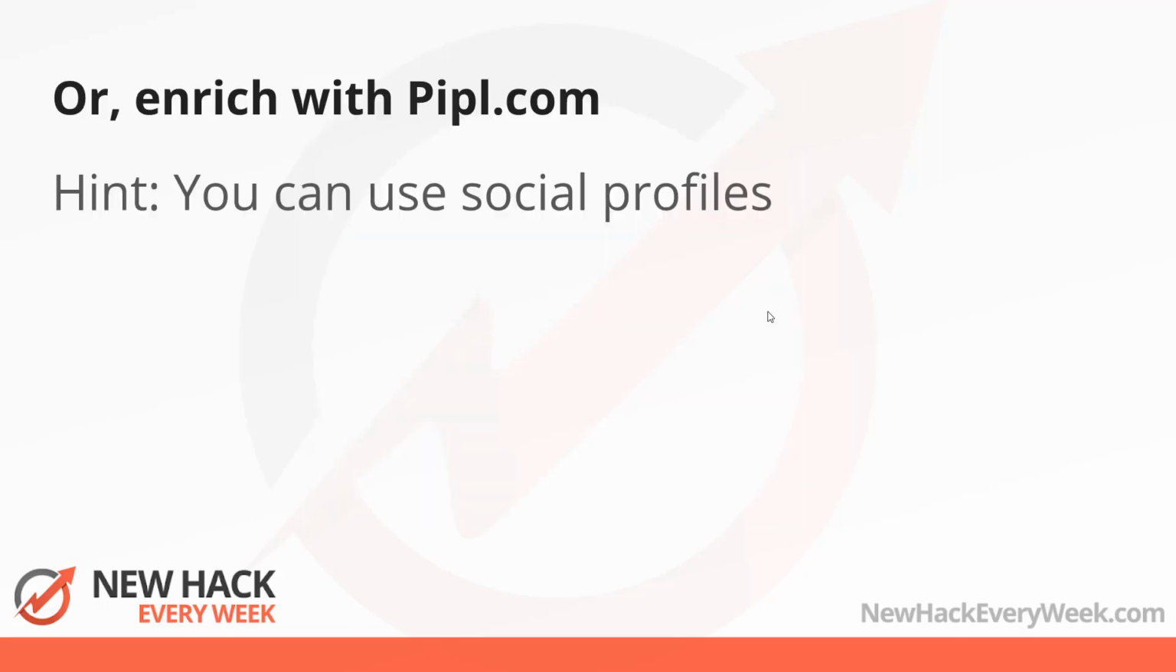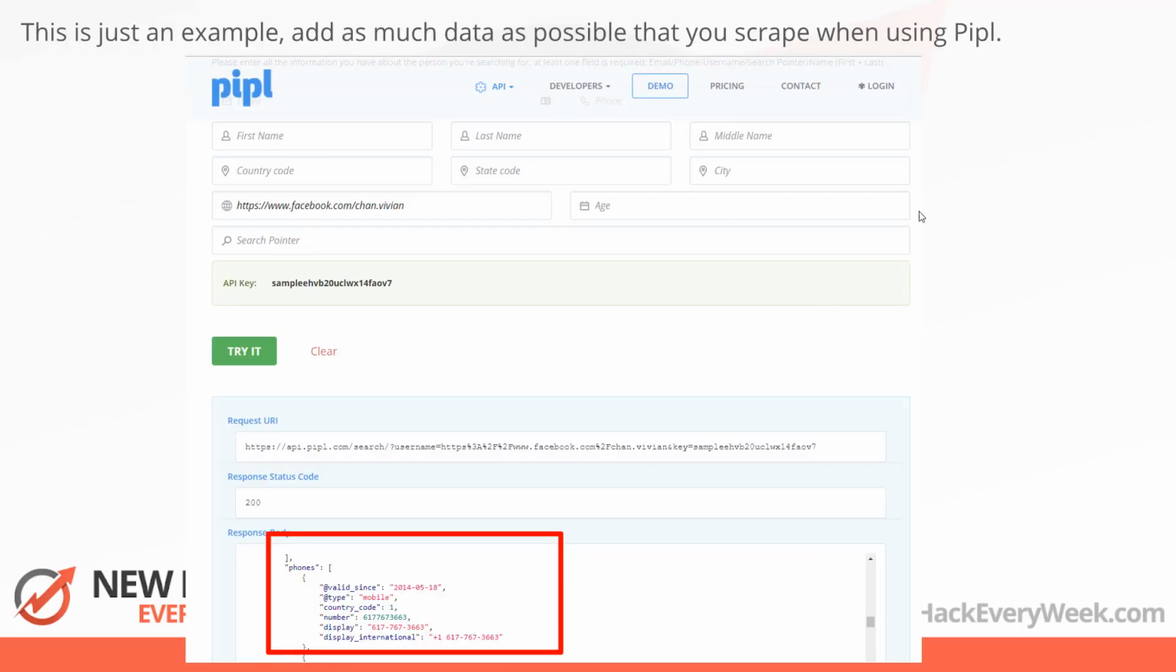Or we can enrich the data with people.com. We used this one in an earlier hack, I think it was my ultimate stalker technique. And just a hint, you can use social profiles. I've just put in her Facebook here under the username section, and it's got me her mobile number if I wanted that. They also have her personal email address, work email address. They have a lot of details on her. They have a lot of details on everybody. So it's that easy.